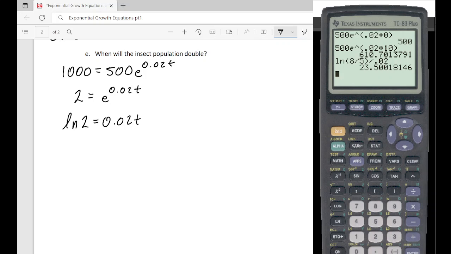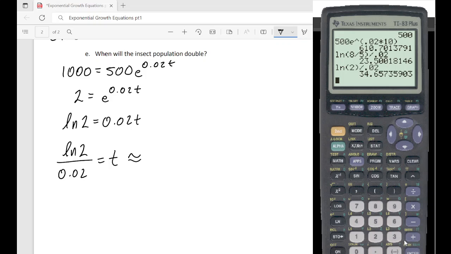Divide both sides by 0.02, so ln 2 over 0.02 is going to be t. Now what is that in time? Well, turns out that's ln 2 divided by 0.02. It's going to be 34.7 days. So that's how long it takes for this insect population to double.